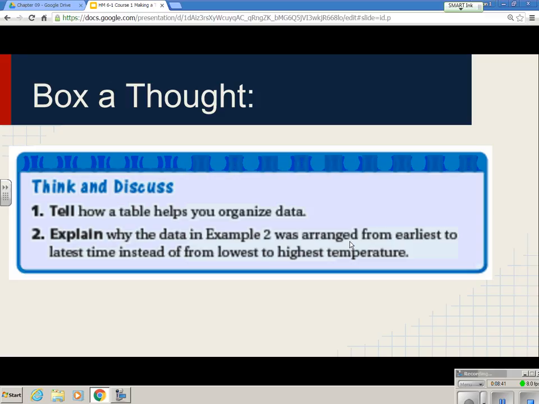All right, nice and quick and simple. Here is your box of thought. There are 2 questions here, but all you have to do is answer number 1. Don't even worry about number 2. Skip it. You just have to do this one. Tell how a table helps you organize the data. I expect a sentence or 2. If they're not full sentences, you're going back.